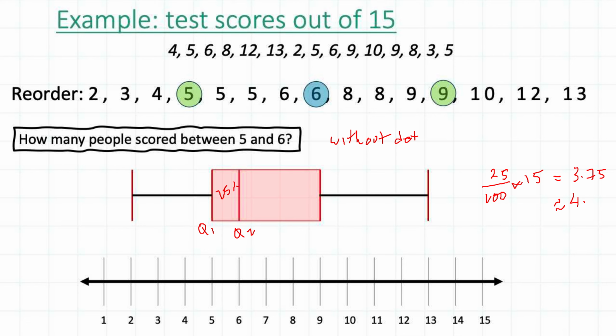So 4 people scored between Q1 and Q2. Again, this is not the accurate answer. The accurate answer is 5 if I have the original data set. But if you don't and you only have the box and whisker, then it is an estimation in here because you ideally cannot split 15 data sets into 4 nicely equal parts. So the numbers will be approximate in here.